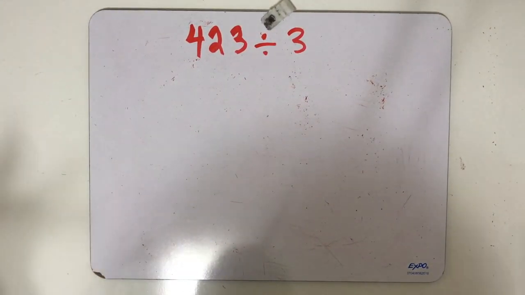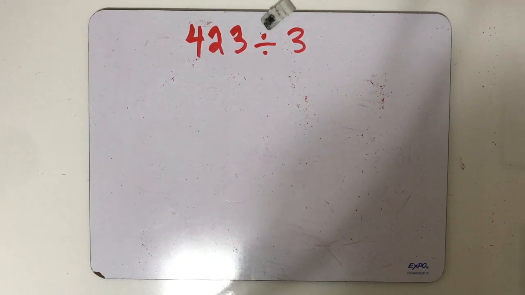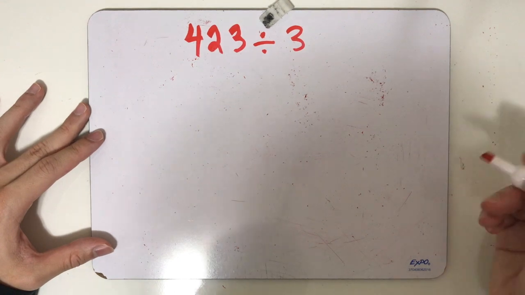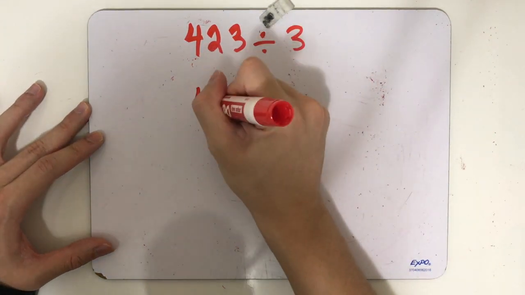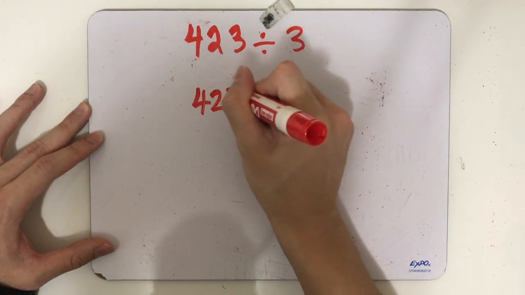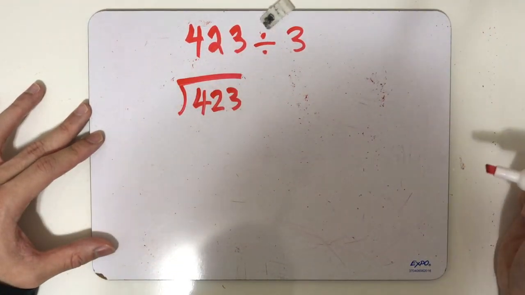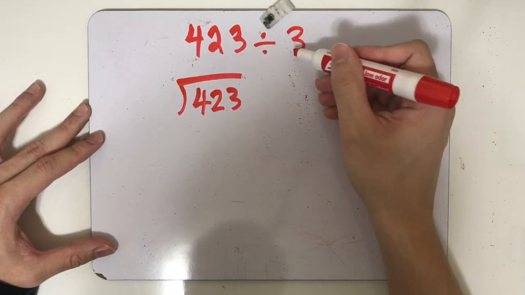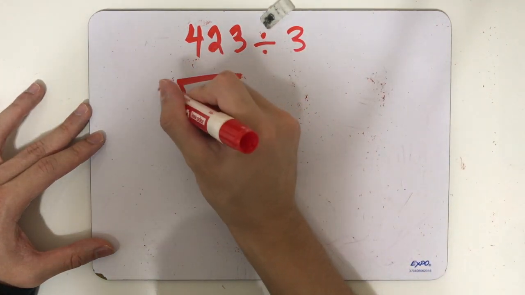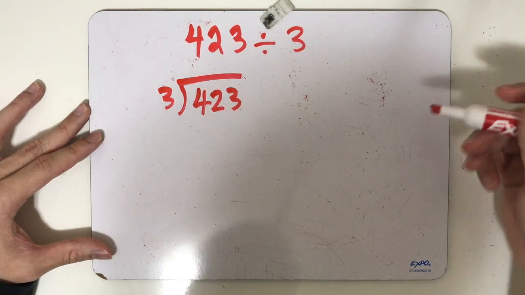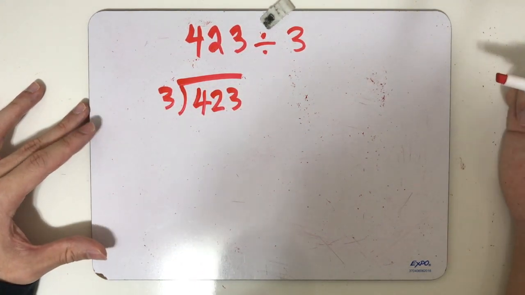So the first example we're going to look at today is 423 divided by 3. And the way to set this up is actually very simple. We're going to put our dividend in the middle. Then we're going to draw something similar to what we did in the partial quotient strategy. Then we're going to move our divisor, which is the number 3, onto the left side once again. And then we're going to do something similar to what we did in our box method.